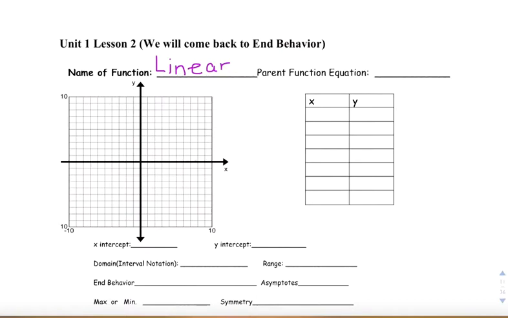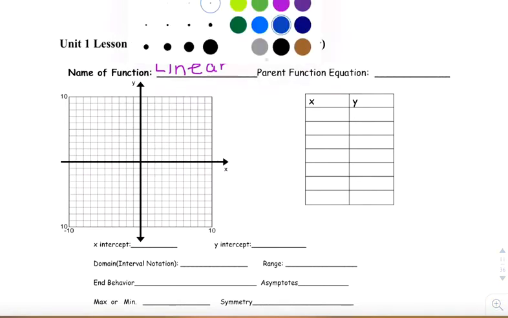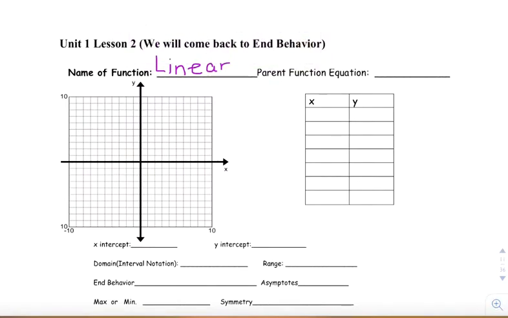We're going to start out with one that you're very familiar with, hopefully, which is the linear parent function. So what we consider our parent is just y equals x. You can also think of that as f of x equals x. Again, f of x is just fancy for saying y.